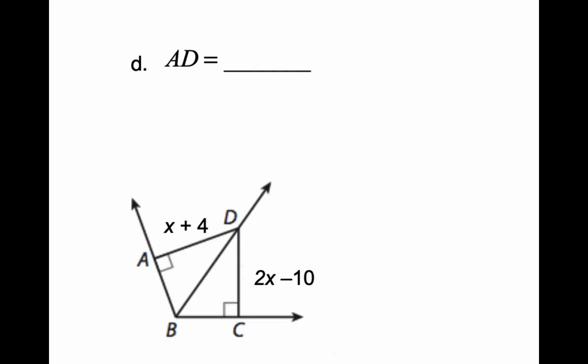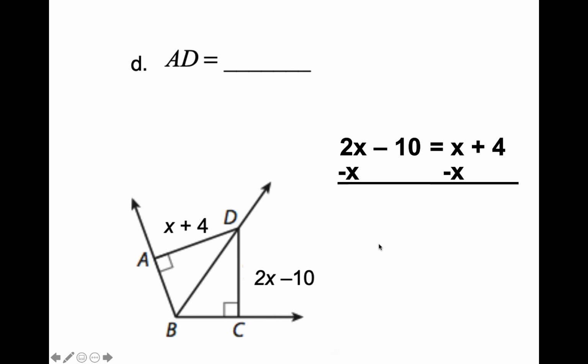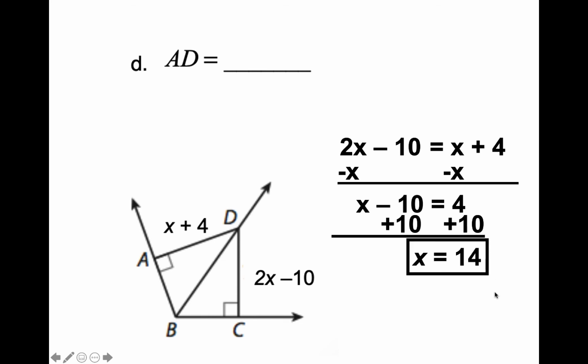For D, if this is on the angle bisector, it means these two pieces can be marked equal. So 2x minus 10 equals x plus 4. We have to get x on the same side of the equal sign, so I'm going to subtract x from both sides. So I get x minus 10 equals 4. Then add the 10. This cancels. We get x equals 4 plus 10, which is 14.